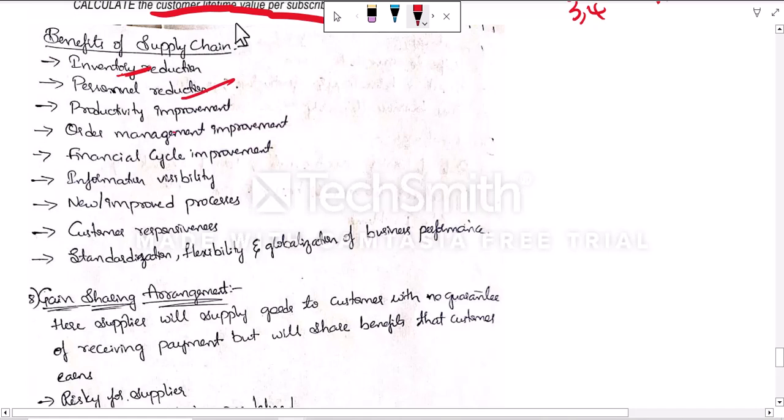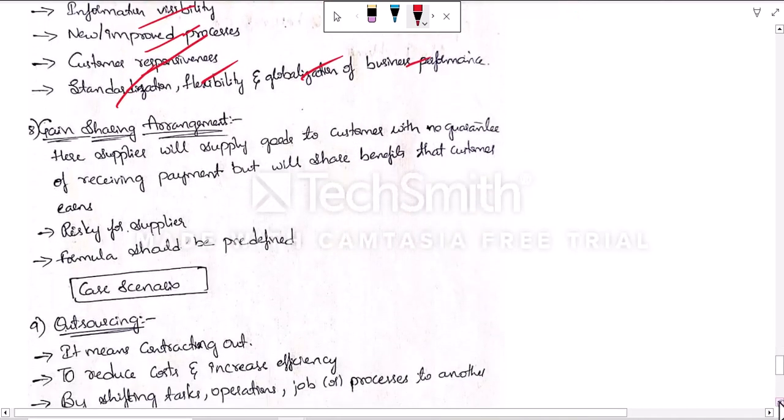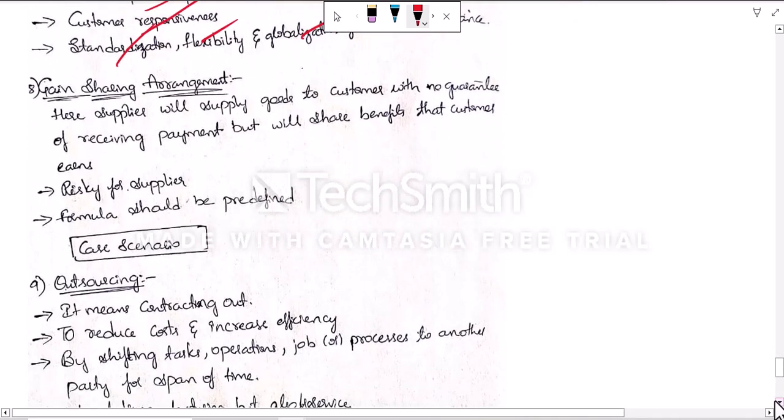Personnel reduction, productivity improvement, order management improvement, financial cycle improvement, information visibility, new process improvement, customer responsiveness, standardization, flexibility, globalization. This is not much important, but have a glance if at all you want to.